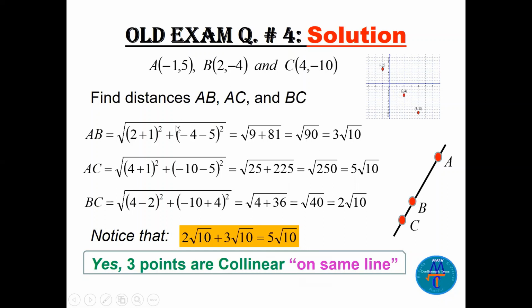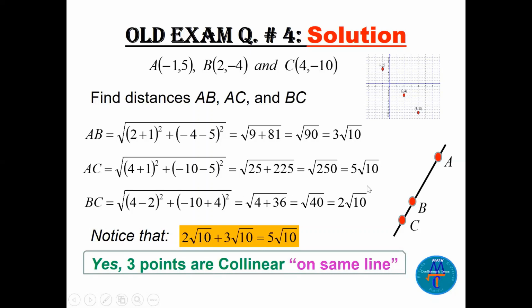So let's find the distance AB just easily. I will not go through all the numbers. The distance is 3 square root of 10. Let's take only AB. So what is AB? 2 minus 1 squared, minus 4 minus 5 squared. 2 plus 1, 3 squared, 9. Minus 4 minus 5, 9, 81. When you add, 90. 90 is 9 times 10. So 9 comes out, square root of 9, 3 square root of 10. Same thing for AC, same thing for BC.